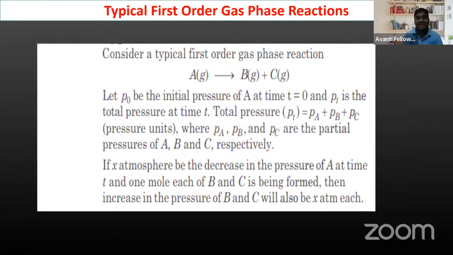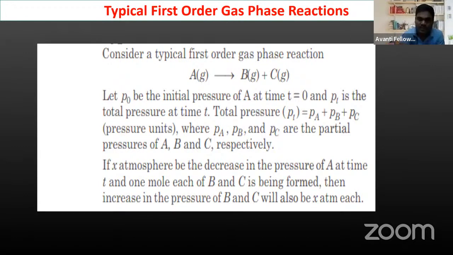So now the first order gas phase reaction. Considering any typical first order gas phase reaction, where the reactant and product both are in gaseous form. Let P naught be the initial pressure of A at time t equal to 0 and Pt is the total pressure at time t. So the total pressure Pt is equal to PA plus PB plus PC, that is in pressure units, where PA, PB and PC are the partial pressures of A, B and C respectively. If x atmosphere be the decrease in the pressure of A at time t, and 1 mole of each of B and C is being formed, then the increase in the pressure of B and C will also be x atm each, right?